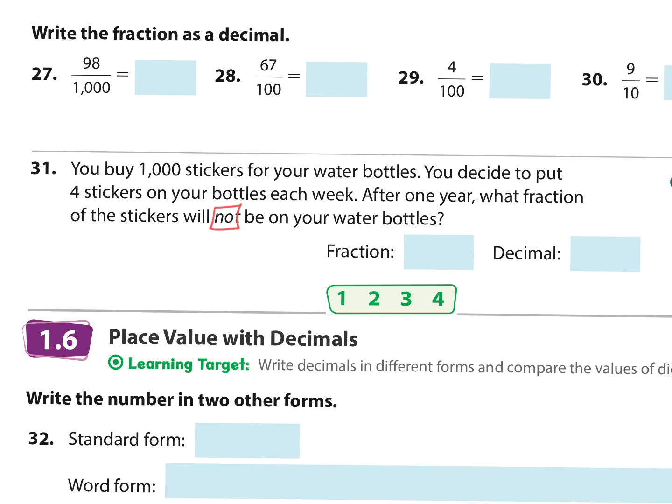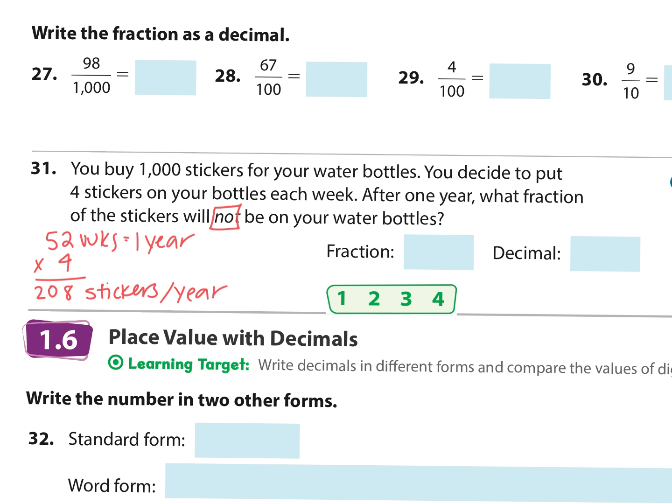first, I need to know how many weeks are in a year. How many weeks are in a year? 52 weeks equals 1 year. So then I'm going to take 52, I'm going to multiply it by 4 because I do 4 stickers a week. So when I do that, I end up with 208 stickers a week. No, a year, sorry.